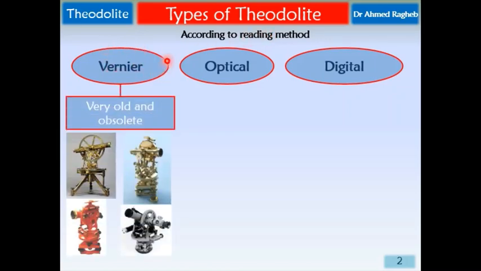Vernier theodolite is the very old and obsolete theodolite, but we can see here the vertical circle and the horizontal circle. You can see them easily.